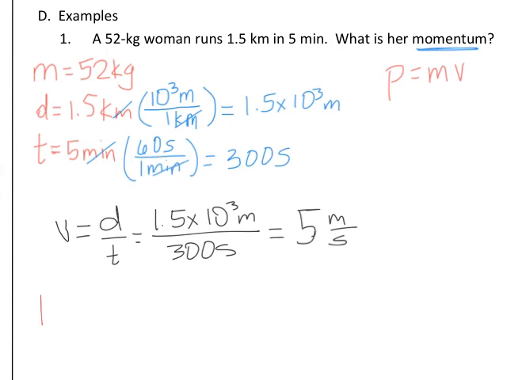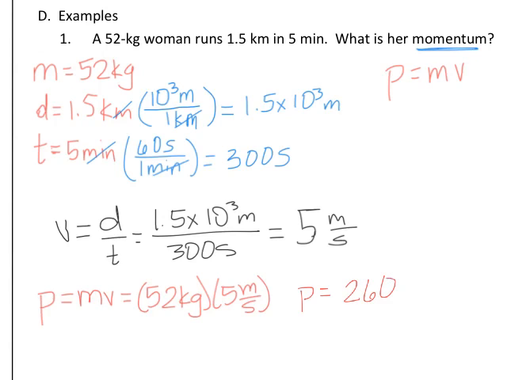Now that we have both the mass and the velocity, I'm going to plug those in and find out what our momentum is. Hopefully you get an answer of approximately 260 kilograms times meters over seconds for the magnitude of that momentum.